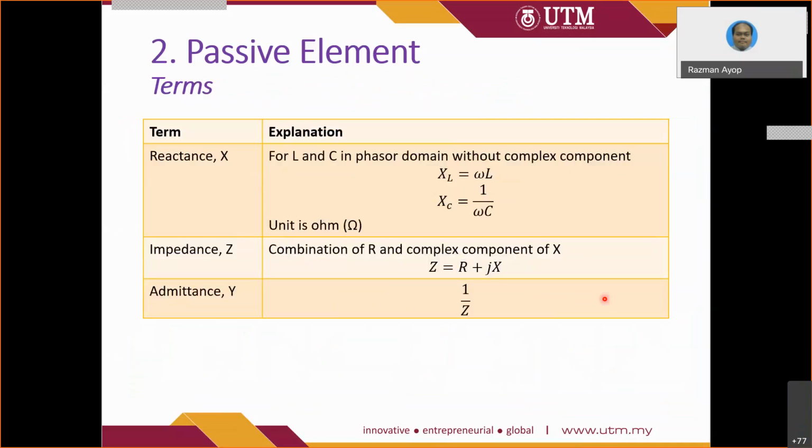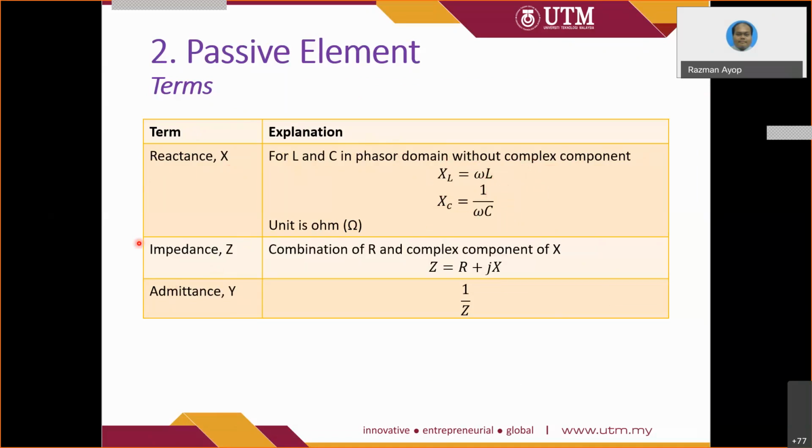Next, we also need to know the terms used in AC circuits, which are reactance, impedance, and admittance. So X, Z, and Y. Reactance is basically for L and C in the phasor domain only, and you have to remove the complex component. So reactance XL is equal to WL only, no j. And XC is just 1 over WC, no negative j or 1 over j. So that one is reactance.